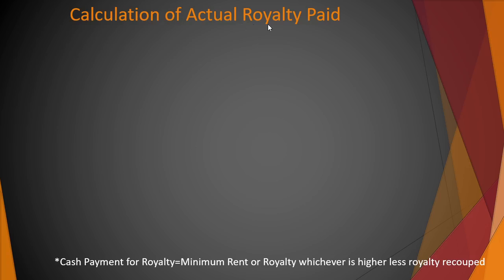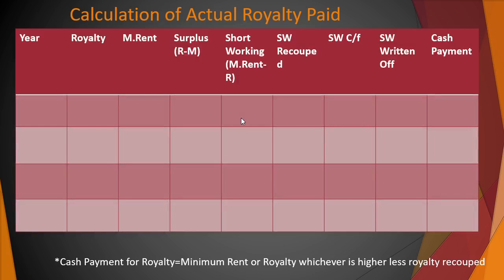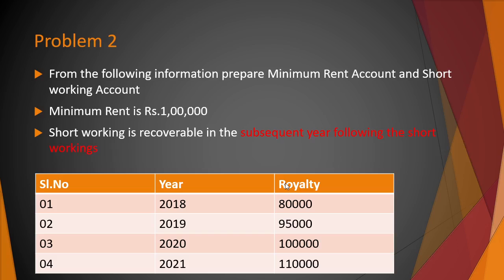So calculation of actual royalty paid. So consider this table. Year, royalty, minimum rent, surplus, short working, recoupment, carry forward and written off, and cash payment. So you can see in the previous table in the problem they have given year and royalty directly, and not the output. They have given royalty directly, so there is no need to calculate royalty once again. They have given the information directly.